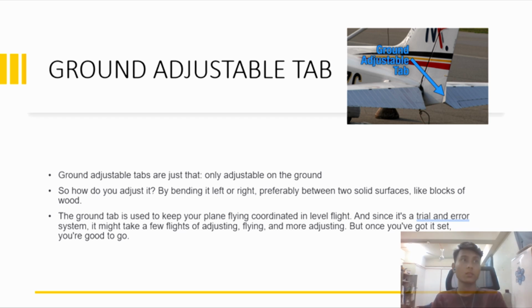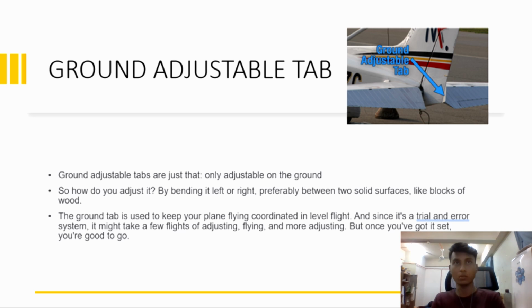So the last one is the ground adjustable tab. Ground adjustable tabs are just that, only adjustable on the ground, as the name already describes. So how do you adjust? By bending it left or right, preferably between two solid surfaces like blocks of wood.